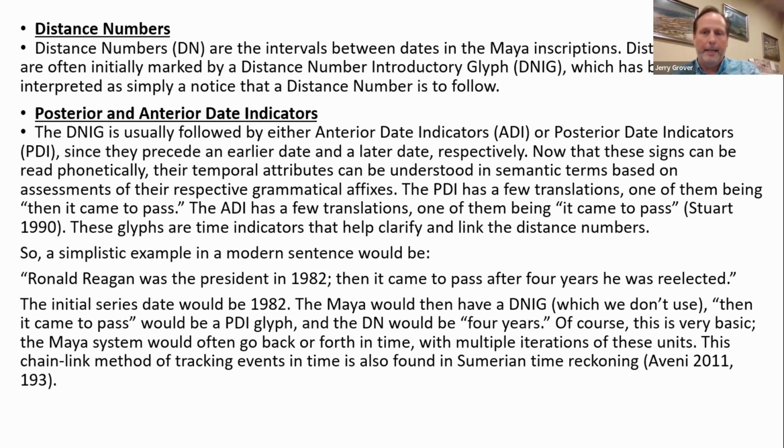The Maya would then have a DNIG, this distance number indicator. We obviously don't have it in our sentence. And then "it came to pass" would be this PDI glyph. And then you would have the 4 years. So it's basically saying you count forward from that 1982 date 4 years. And both the PDI glyph and the ADI, the anterior date indicator glyph, have been translated by the Mayan scholars as "it came to pass," or "since," or otherwise.